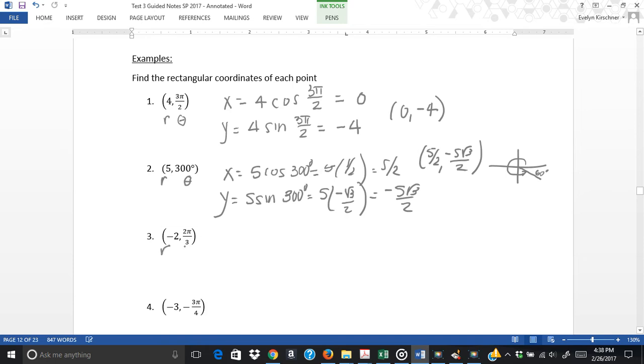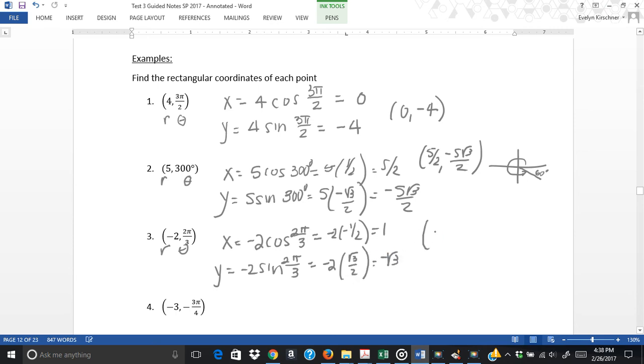Here my r is negative 2 and my theta is 2 pi over 3, so x is negative 2 cosine of 2 pi over 3. Cosine is negative in that quadrant, and it's going to be negative 1/2, so it's negative 2 times negative 1/2, or 1. And y is negative 2 sine 2 pi over 3. Sine is positive in this quadrant, so it's negative 2 radical 3 over 2, which is negative radical 3. So my point is (1, -radical 3).